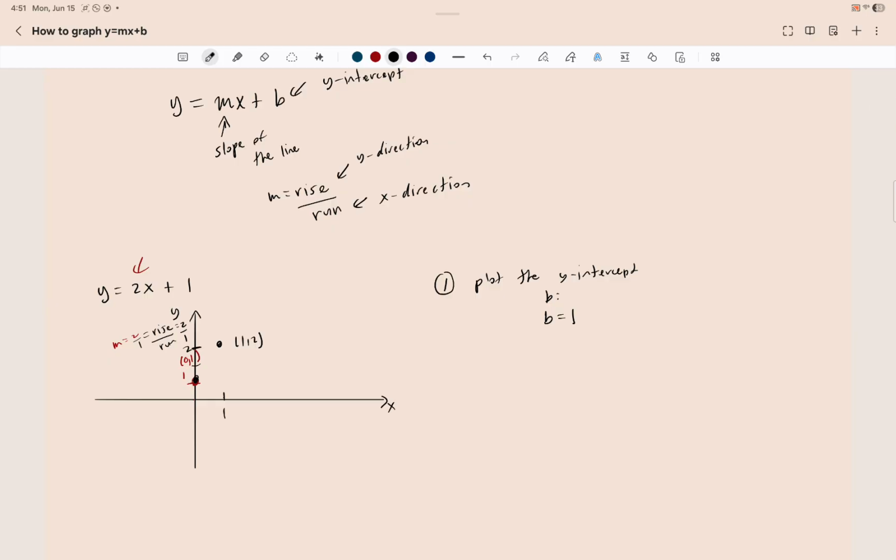Now, from geometry, we know that given any 2 points in space, there is exactly one line between them. So all we need to do now is just connect these 2 points. And I did the best I could. This is the equation of the line y equals 2x plus 1.